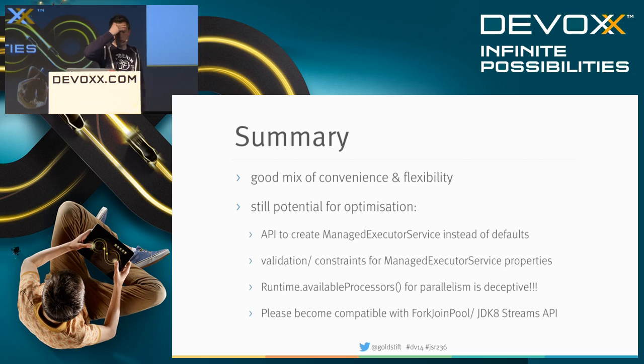I already mentioned the available processors stuff. Using this for parallelism is deceptive, especially when you think of virtual environments where you might only have one CPU core. And one wish that I would have is to finally be able to use fork join pool in Java EE, so you can take full advantage of the work stealing.